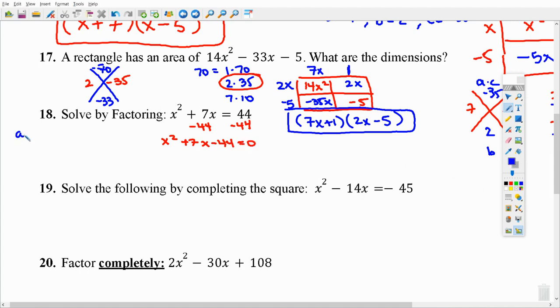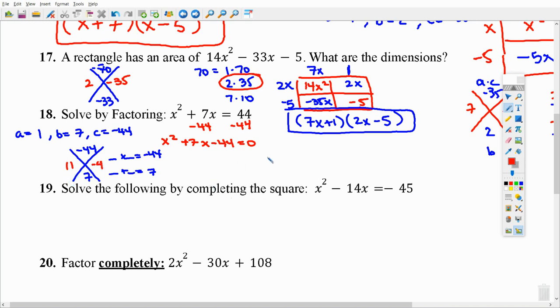And so from here, I could find my a, b, and c if you like doing that, or you could just go straight to your x factor. So we get that there. A is 1, b is 7, c is negative 44. So set up your x, negative 44 here, 7 over here. So what two numbers multiply to negative 44, but add up to just 7? It might take you a while, but for me, I could figure this out after thinking about it. It's going to be 11 and then negative 4.